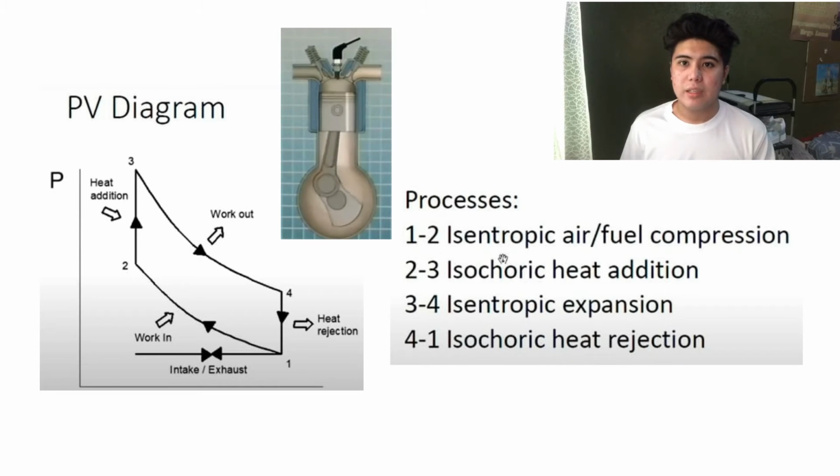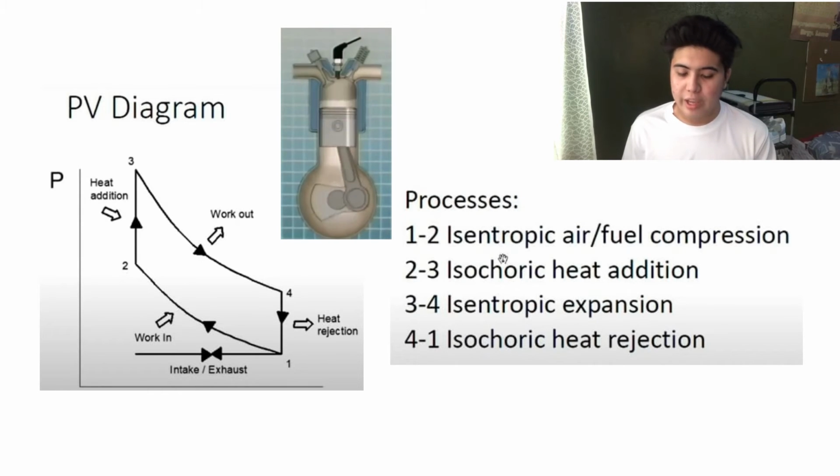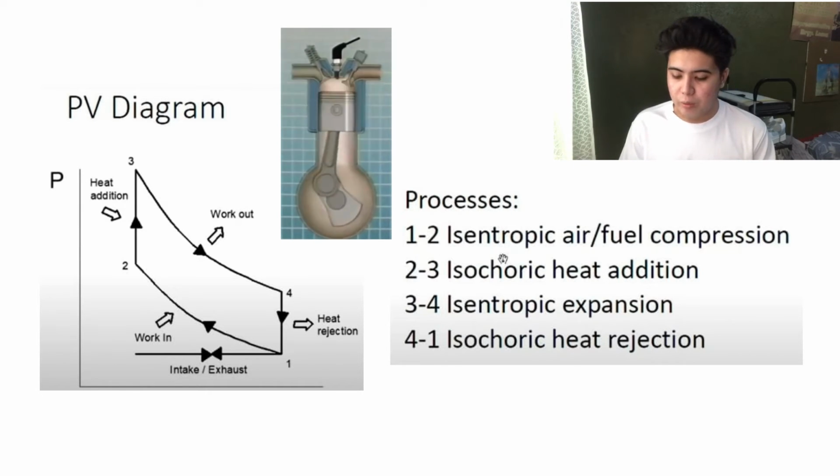What are the processes in the Otto cycle? We have a PV diagram here. In process 1 to 2, we have the isentropic compression, in which the air and fuel injected after the intake stroke will compress isentropically. In process 2 to 3, which is the isochoric heat addition, while in 3 to 4, we have the isentropic expansion during the power stroke, when the piston goes to bottom dead center. And lastly, the process 4 to 1, the isochoric heat rejection, in which we have the exhaust stroke.